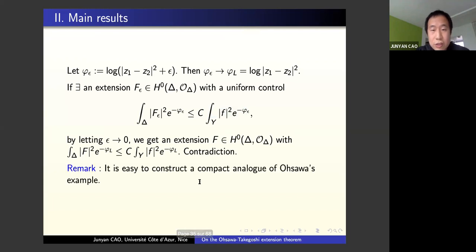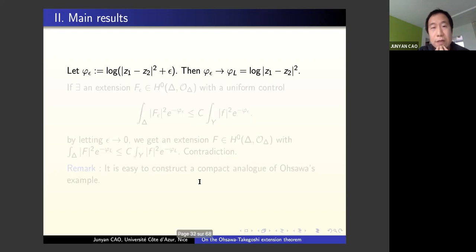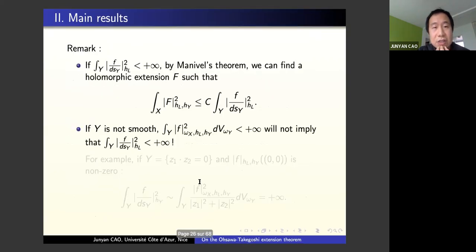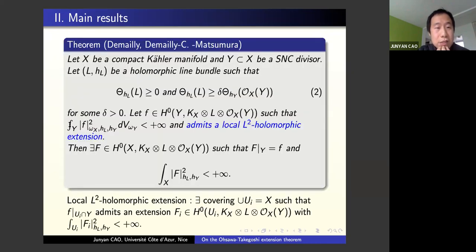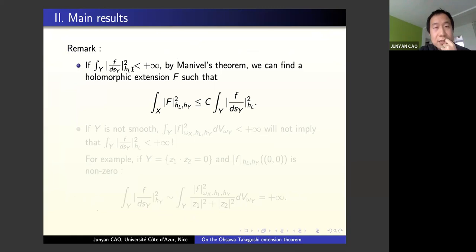And we can easily generalize, and by tensoring with some ample line bundle, we can easily construct a global version of Ohsawa's example. So Ohsawa's example tells us that in general, this L2 condition here is not sufficient to find an effective estimate on the extension section. And as we explained before, this L2 condition is too restrictive for applications.